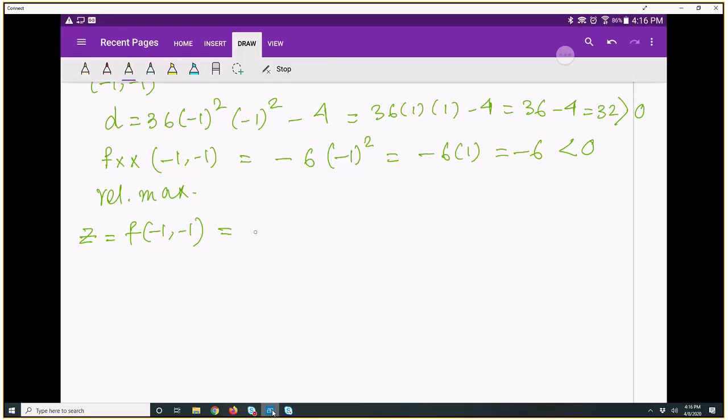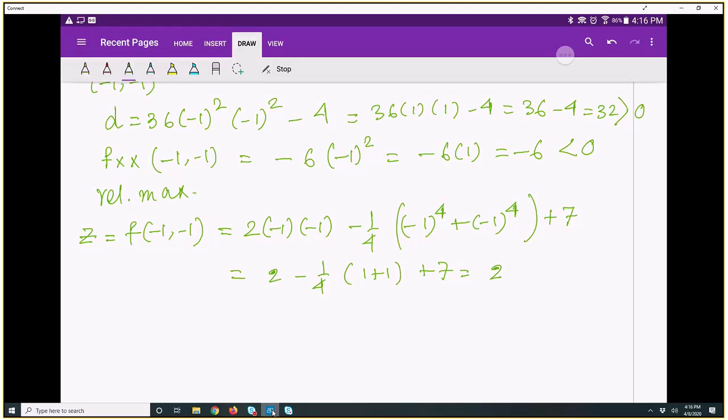So 2 times negative 1 times negative 1 minus 1/4 times negative 1 to the power 4 plus negative 1 to the power 4, plus 7. So I get 2 minus 1/4 times 1 plus 1 plus 7, which is 2. 1 plus 1 is 2, so that's minus 2 over 4, so that's minus 1/2 plus 7. 7 plus 2 is 9. Minus 1/2, I can write it as 18 over 2 minus 1/2, which is 17 over 2.